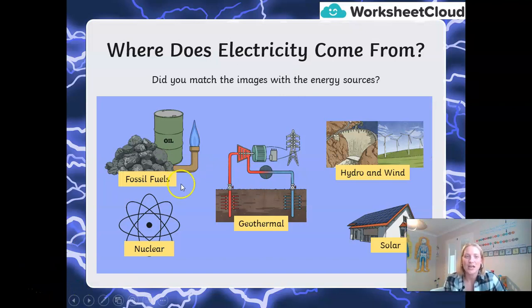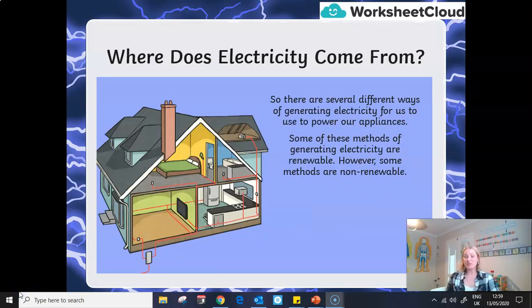There you go. This one obviously illustrates the fossil fuels of coal, oil and gas. This is a universal symbol for atoms, nuclear. This shows geothermal. As you can see, it's got pipes going deep under the ground in order to get the heat out. We have the hydro and the wind, and then this house has got solar panels on the side of it. So we've really briefly looked at all those different ways that we can generate electricity. As I said, in a little while, I'm going to show you a little animation of how it works.